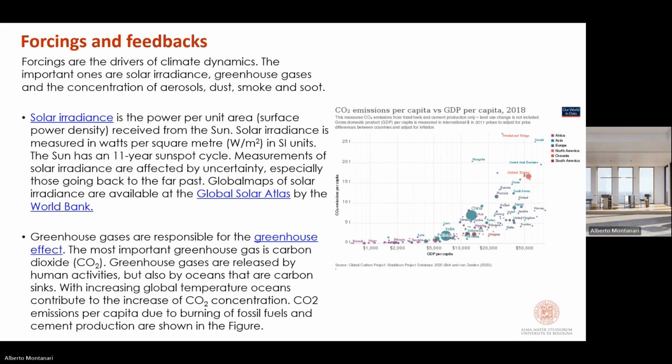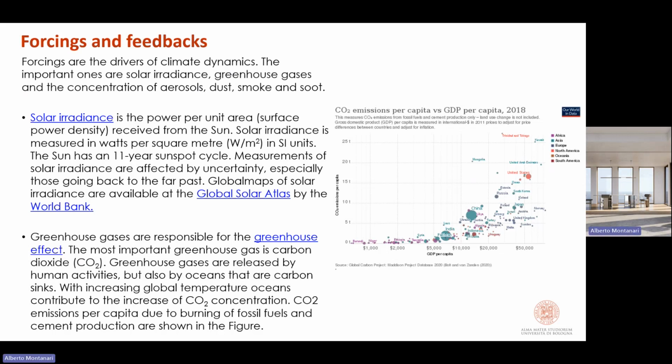If you're interested in getting global maps of solar irradiance, there is this link here, the Global Solar Atlas by the World Bank, which is interesting. It's widely used for evaluating the potential power that we can get from photovoltaic plants from the sun.